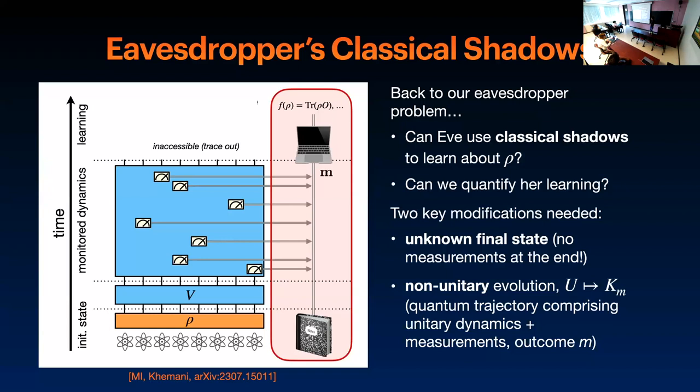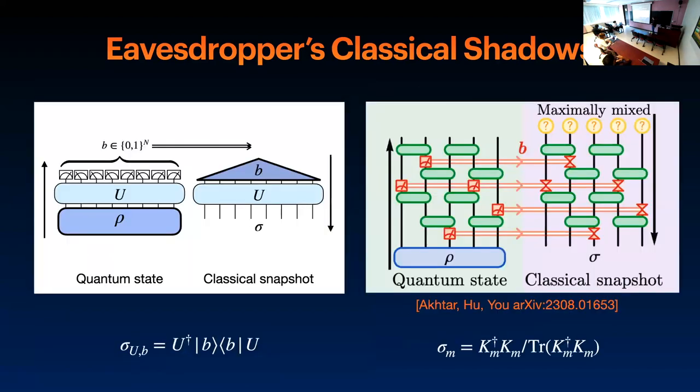And then secondly, this unitary exchange of basis we had in the protocol will have to be replaced by something non-unitary. That is, the dynamic that is composed of both unitary evolution and measurements. Some kind of matrix that has both unitary pieces and projectors. So it's some kind of non-unitary piece as a whole.